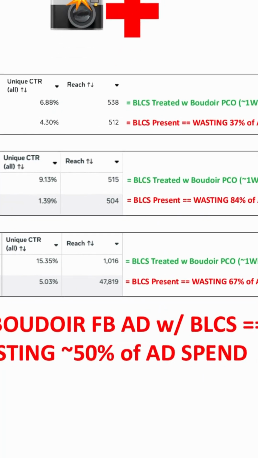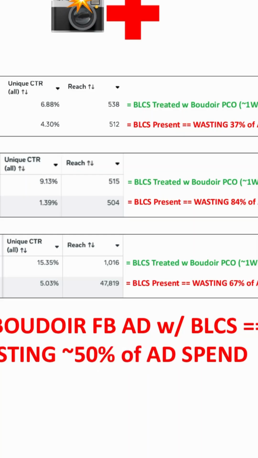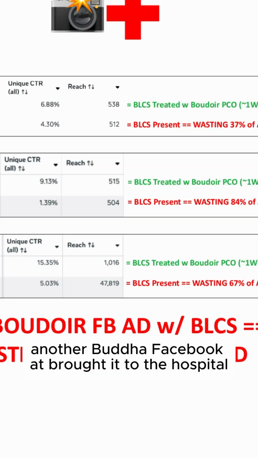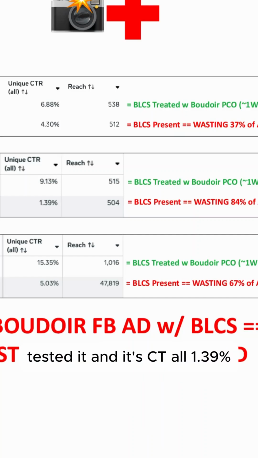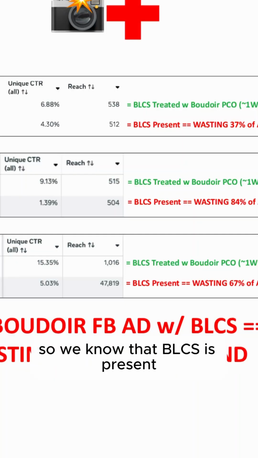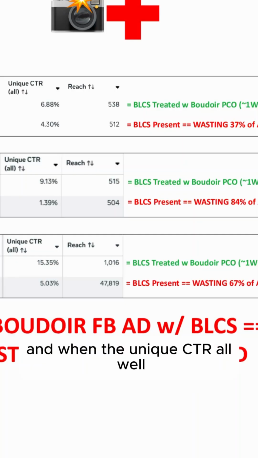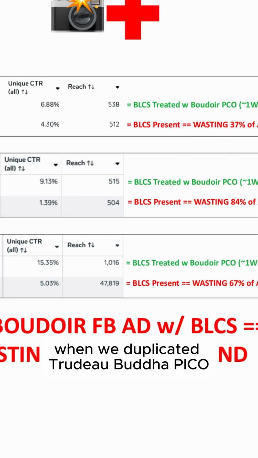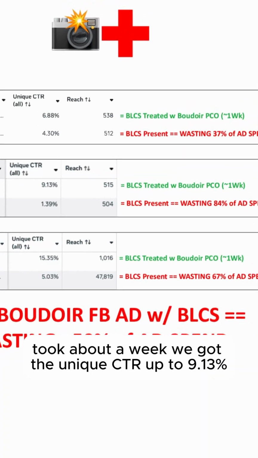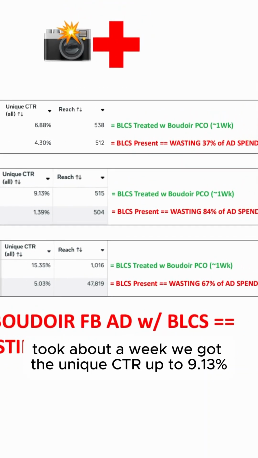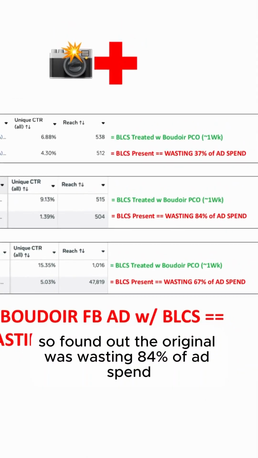Next, I found another Boudoir Facebook ad, brought it to the hospital, and tested it. Unique CTR 1.39%. So we know that BLCS is present. And when we duplicated it and treated it with Boudoir Pico, took about a week, we got the unique CTR up to 9.13%. So we found out the original was wasting 84% of ad spend.